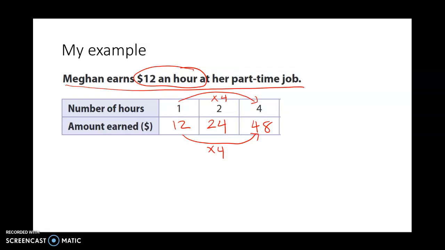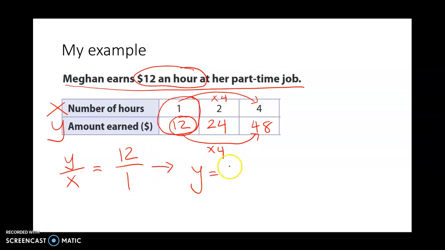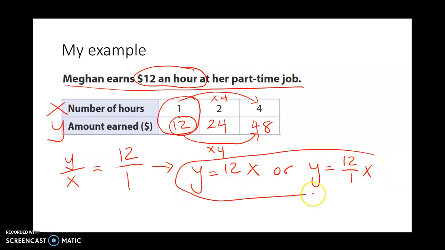Next, we are going to find the constant of proportionality, and we'd like to pick this first one. The top of the table is x, the bottom of the table is y. Remember, our constant of proportionality is y over x. So which number is y? 12. So we have 12 over 1. And now, since it's 12 over 1, that is completely simplified, we are done. And we're just going to put this into our equation. y equals 12x, or y equals 12 over 1x. Either one, they say the same thing.